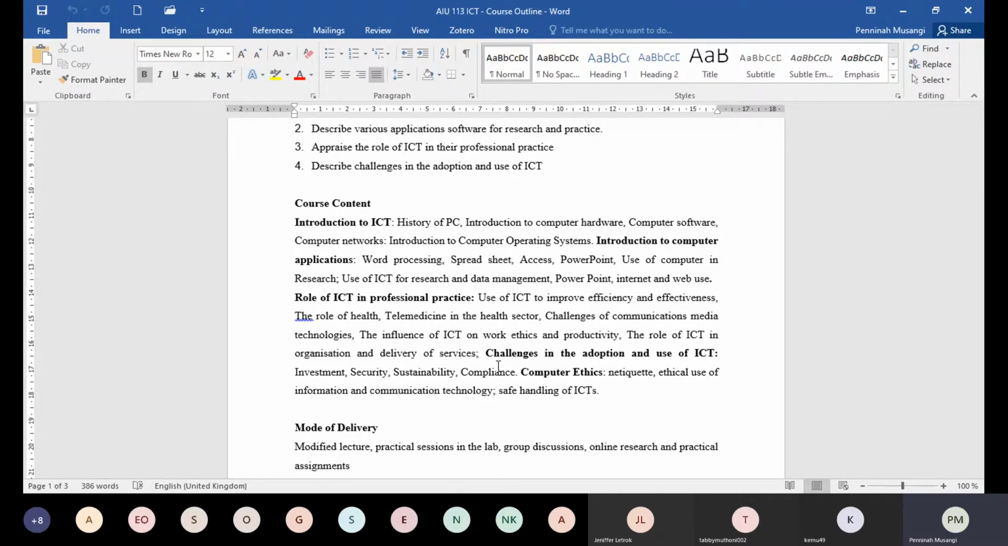Then another major topic would be the role of ICT in professional practice. How do we use ICT to improve efficiency and effectiveness? What is the role of ICT in health and telemedicine? Because at AMREF International University, we offer courses which are health related, and the students are taking health related disciplines.